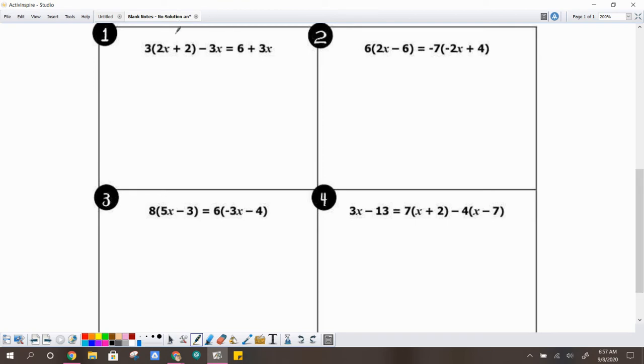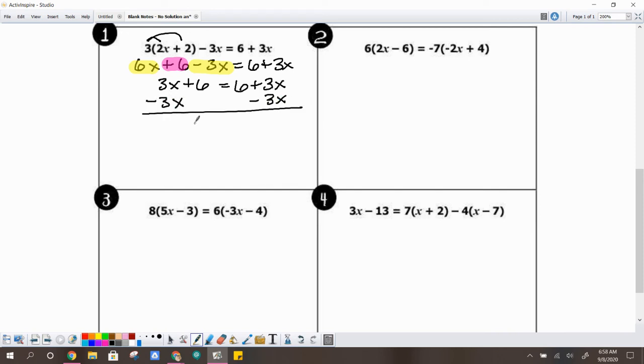So again, step one. So we have 6x plus 6 minus 3x equals 6 plus 3x. Now I can go ahead and combine my like terms if possible, which we do have here. I'm going to go ahead and combine my like terms to get 3x plus 6 equals 6 plus 3x. Get my x's all to one side, and I get 6 equals 6. So this should have been an infinite solution.